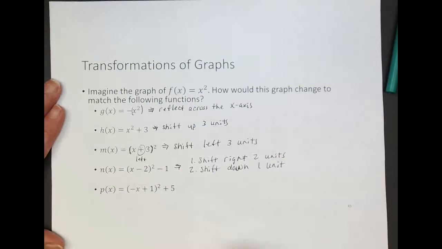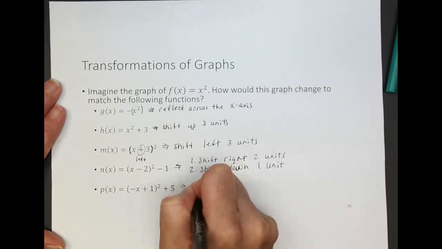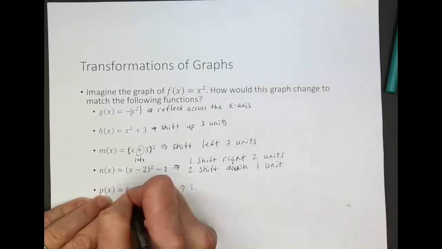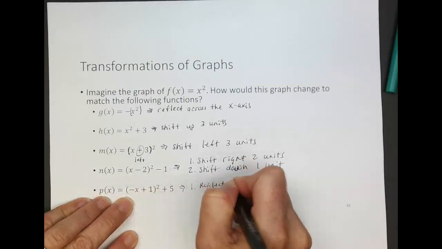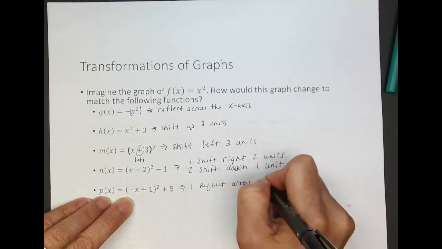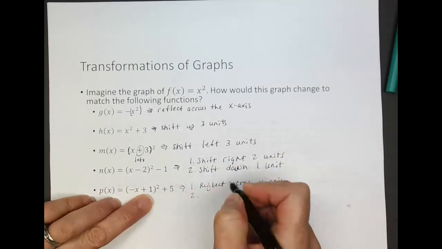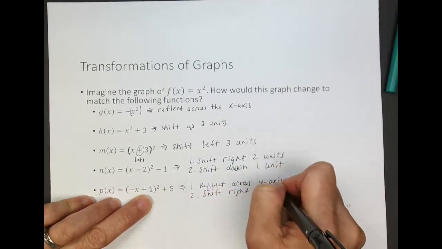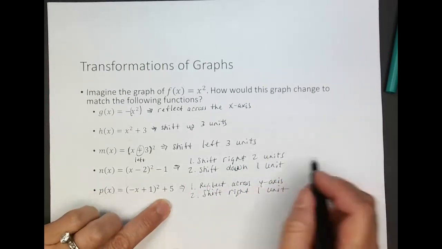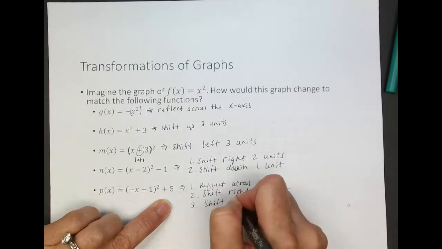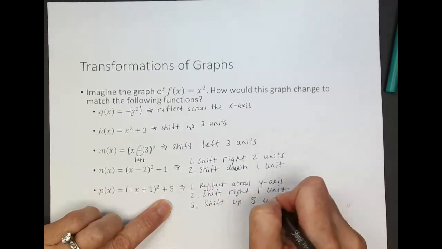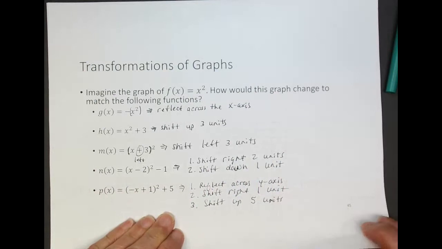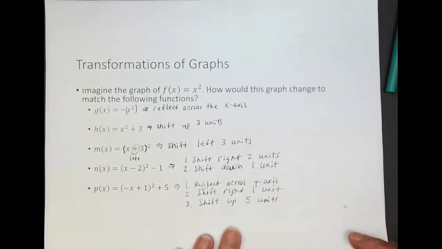And then lastly, out at the end, we're adding 5. So this has 3 transformations going on. Right? So what's happening here? Well, let's see. We've got a reflection across the y-axis. We have a shift right 1 unit. And then lastly, we've got a shift up 5 units. All right, some examples of transformations as they appear algebraically in the equation.